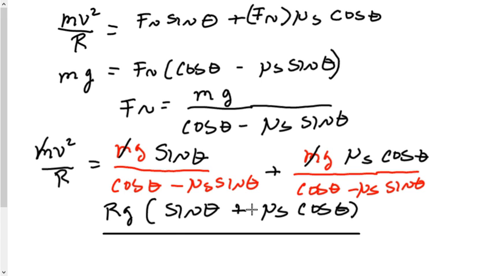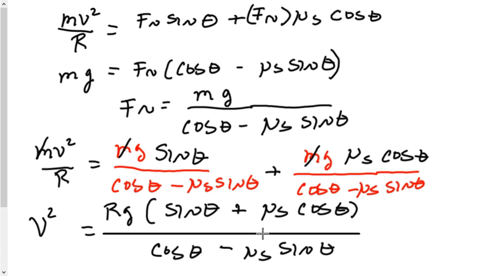And what's on the bottom here is our common denominator. That'll be cosine theta minus mu s sine theta. And what does that equal? That equals our velocity squared. Of course, I could square root both sides, but that's good enough. I just wanted to make sure you guys could see the derivation of that equation.